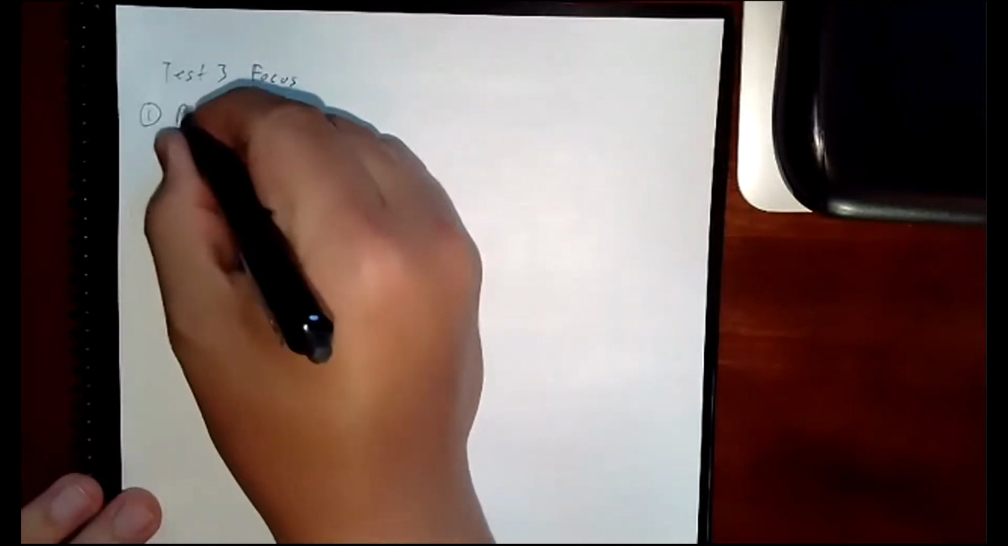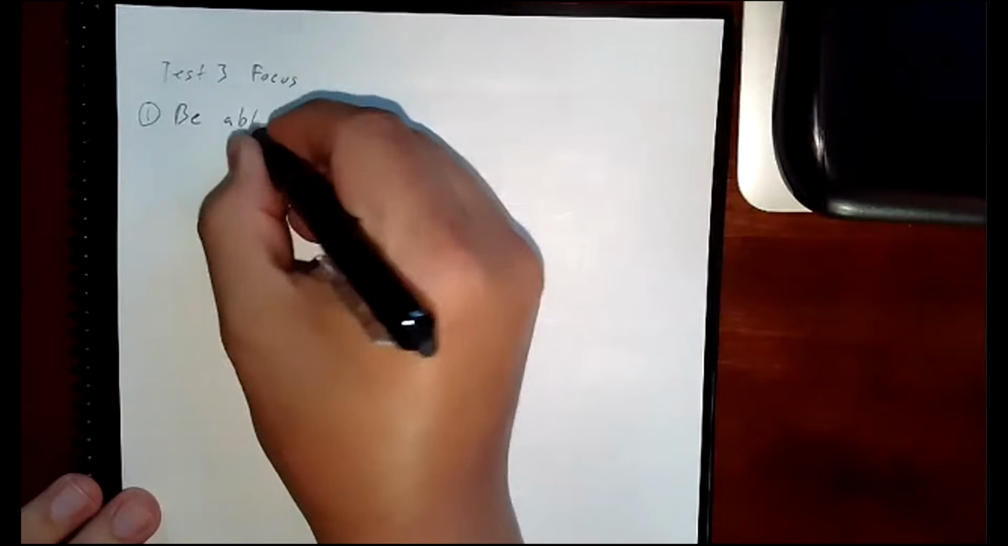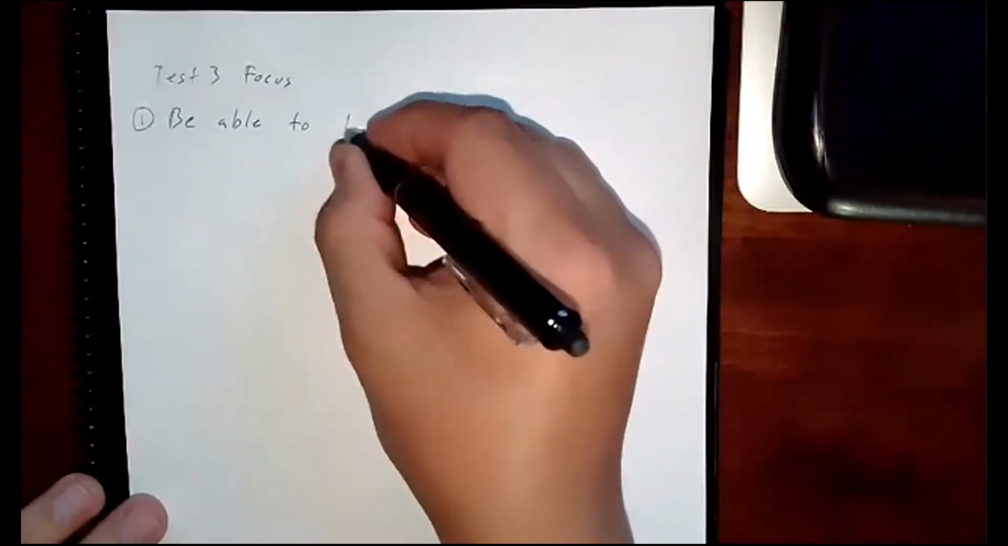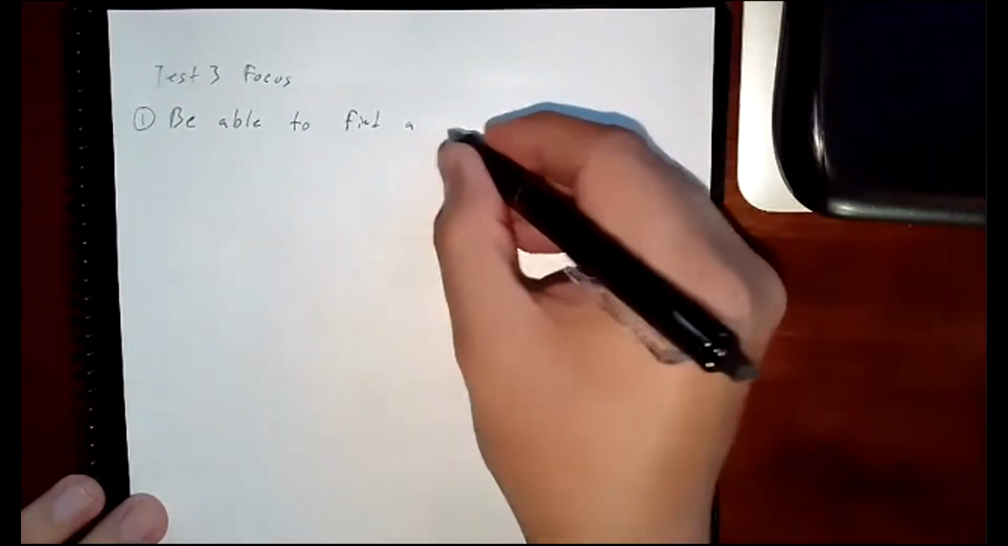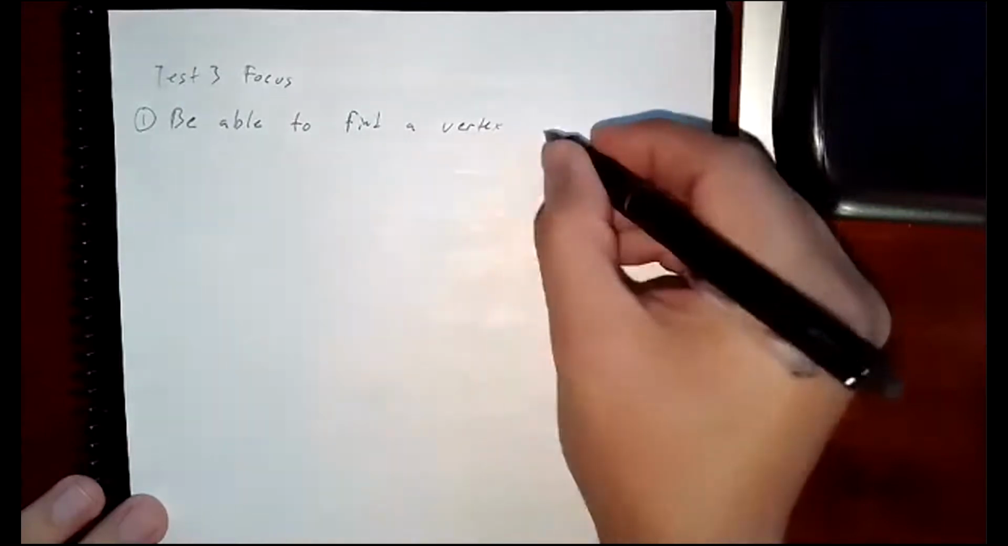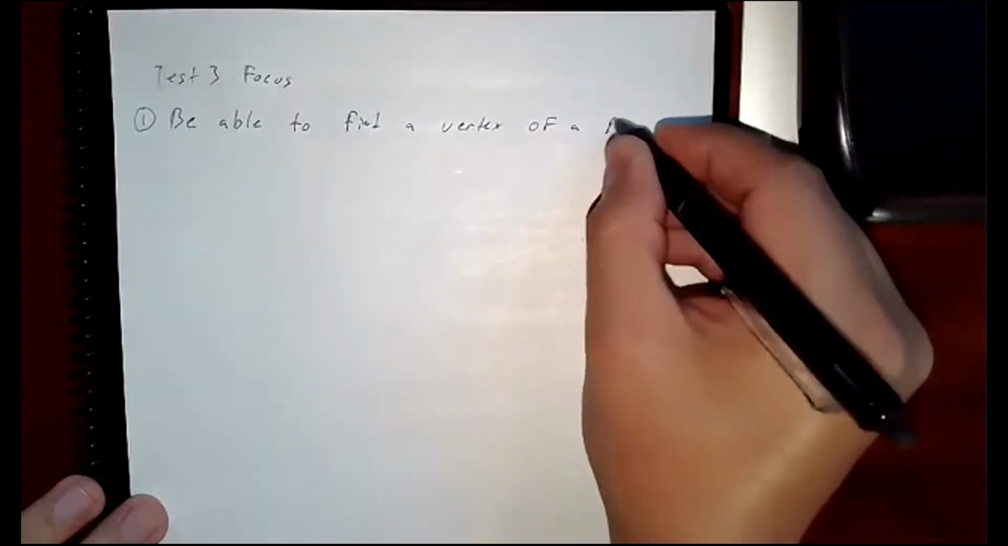Okay. So this is what to focus on for exam 3 or test 3, whatever. I don't want you to study everything that you've done since test 2, so I'm trying to save you some time here. So the first thing is be able to find a vertex of a parabola.